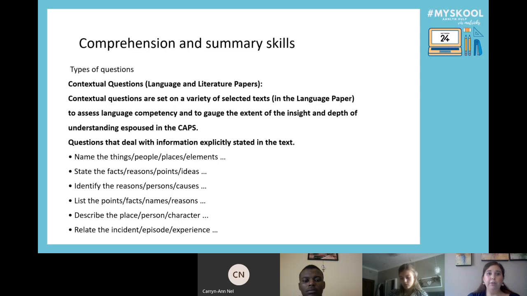So questions for contextual, the first level questions. Name, state the facts, identify the reasons, list the point, describe the place, relate the incident, episode, experience. These questions are as simple as just going back to the text and finding it there. Okay, now are you allowed to copy them directly from the text? No. Okay, you have to use your own words.